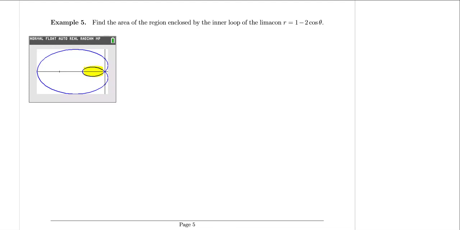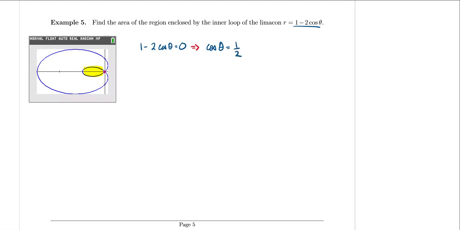That means we're basically looking for the angles that form this inner loop. One thing I notice is that this inner loop seems to form as you cross the pole. So I want to figure out what that value is. That means we need to set our equation equal to 0. We're going to have 1 minus 2 cosine theta equal to 0. This gives us cosine of theta equals 1/2.